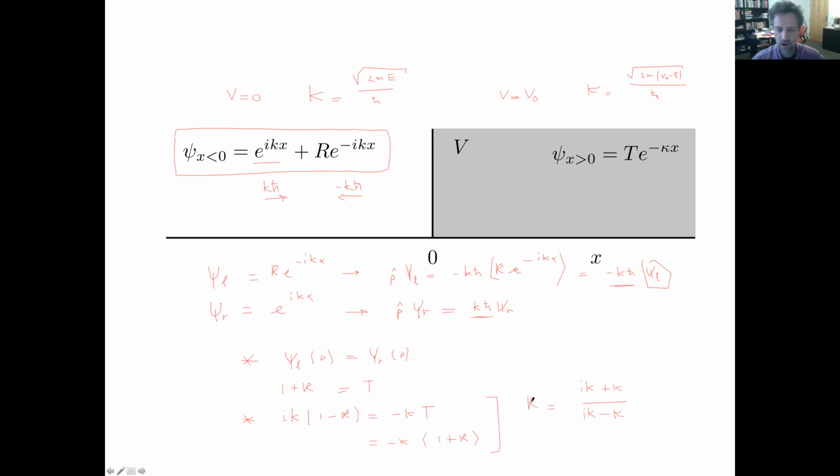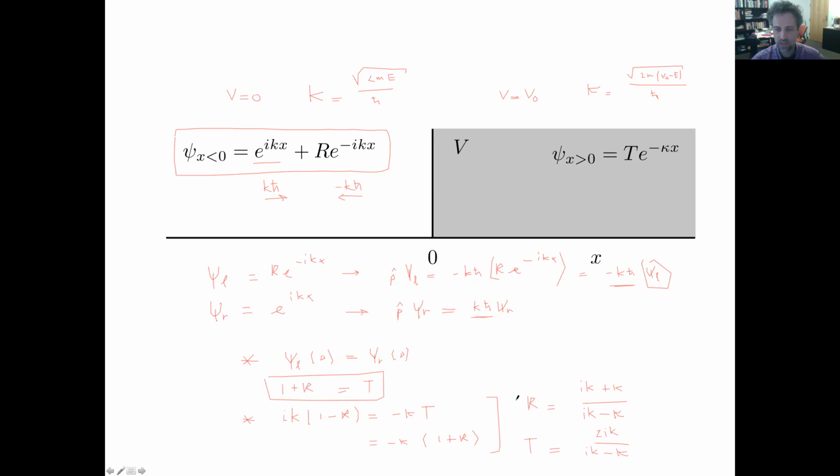And if I know what r is, I can calculate t as well. So just substitute this expression for r in the equation right here, and if I do that, I can find a solution for t as well. I'm going to rewrite it a little bit to make it look nice, but the answer is going to be 2ik over ik minus kappa again. So the denominators are the same, but the numerators are different.